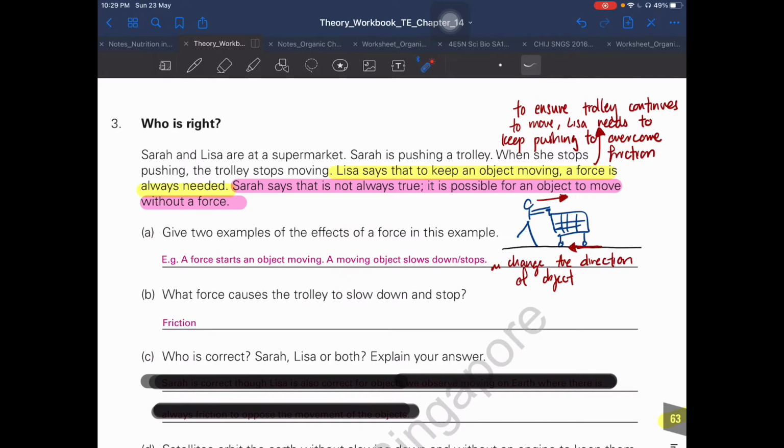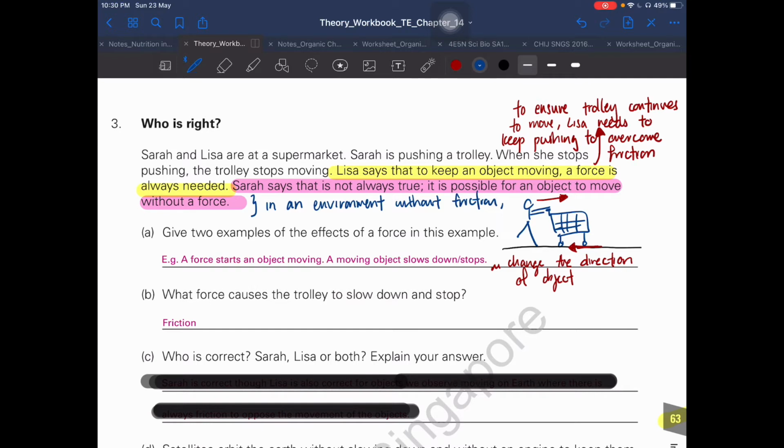But if you take a look at Sarah's statement, it's actually conceptually correct as well. It's actually possible for an object to move without a force. Now, why is that the case? Imagine you have an environment where there is no friction. Imagine that there's this supermarket where Sarah is pushing the trolley and there's zero friction acting on the trolley.